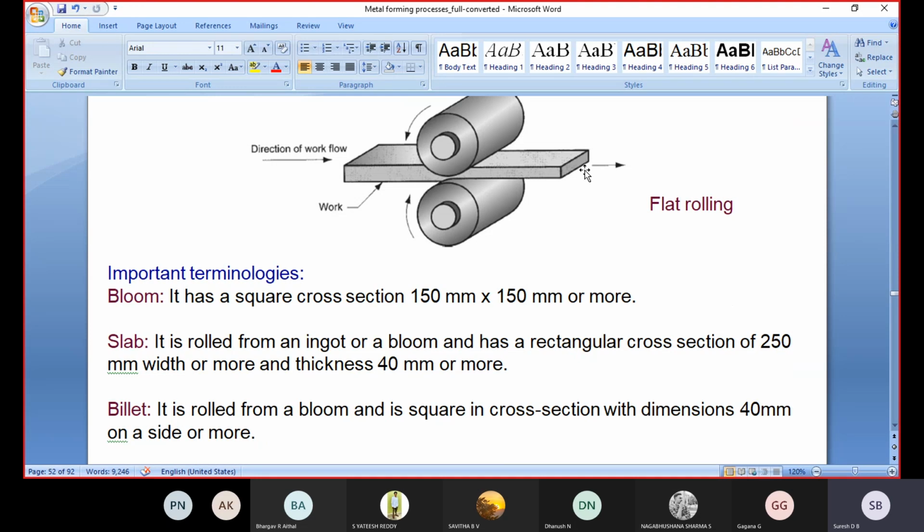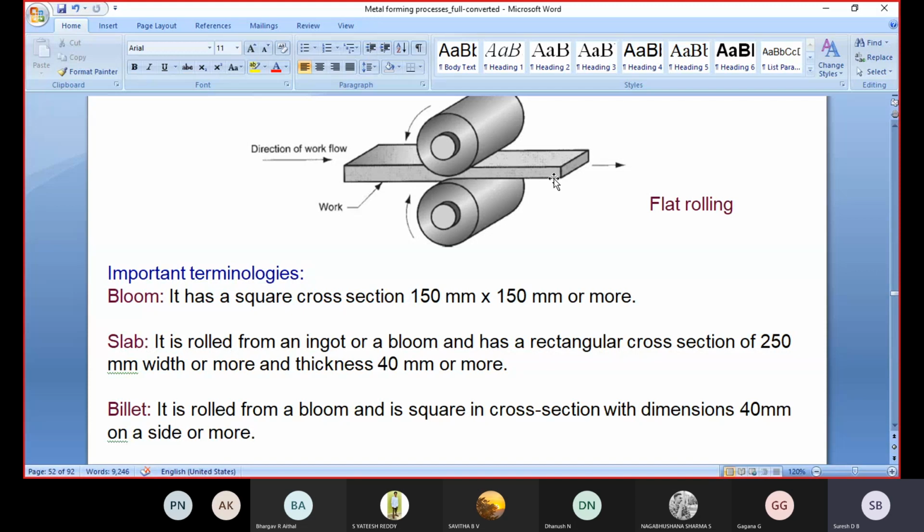Then slab. Slab is rolled from the ingot of blooms. These blooms are introduced in between two rollers. At that time the square is automatically converted to rectangular, and the thickness of the component is reduced. For example, 150 mm thickness is reduced to 100 mm. Then the thickness of the rolled product is 100 mm, and the width is 150 or 200 mm. That is converted to a rectangular shape. That rectangular component is called a slab.